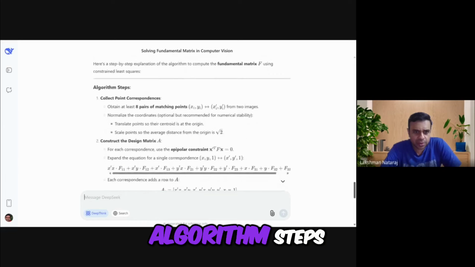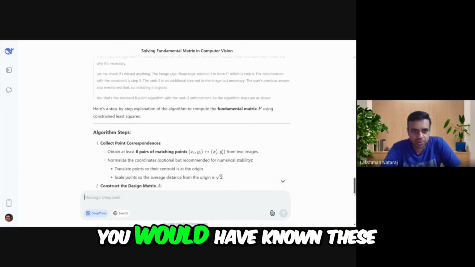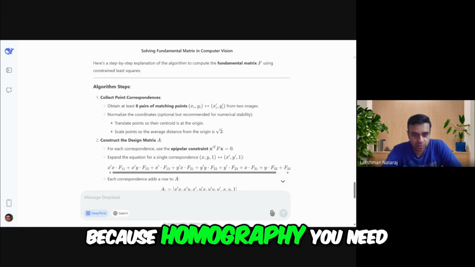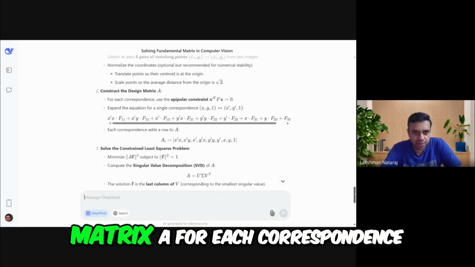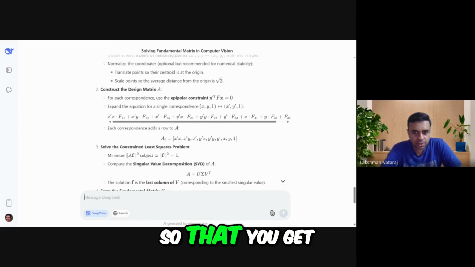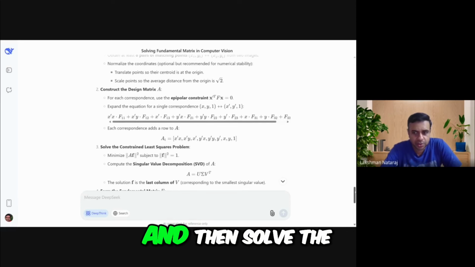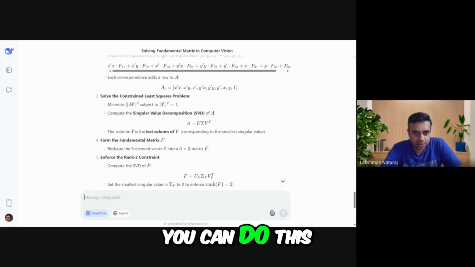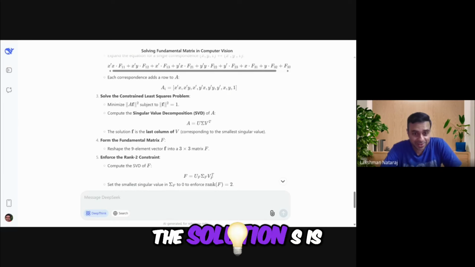So, algorithm steps. Yes, this is really the actual process; if you're in computer vision, you would have known these, right? Collect point correspondences, obtain at least 8, because for the fundamental matrix you need at least 8 points. And then construct the design matrix A for each correspondence, using the epipolar constraint so that you get this huge equation. This is what Professor Srinair also had in his video. And then solve the constrained least squares, and you can do this using the SVD, singular value decomposition. It's absolutely right. And the solution F is the last column of V.